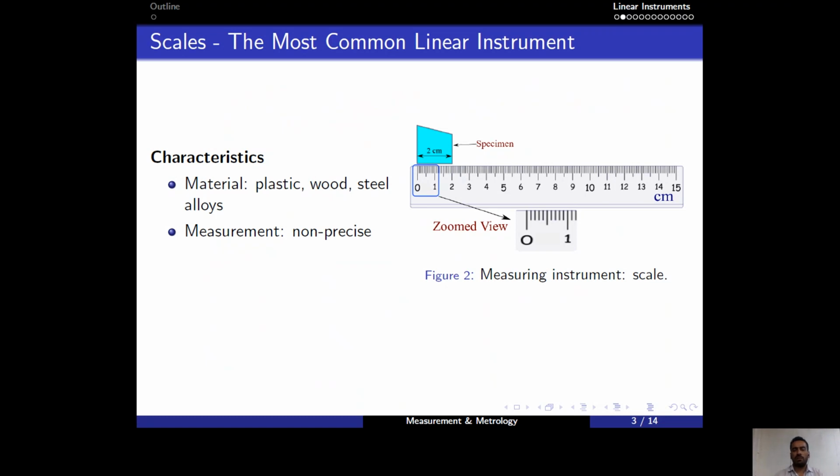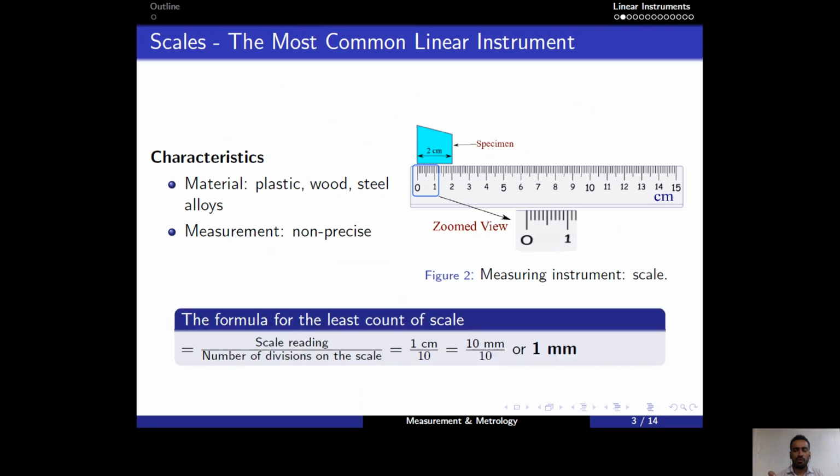Least count means the minimum I can measure using a particular instrument. This is how we can calculate it. It is equal to the scale reading divided by the number of divisions on the scale. The scale here is 1 centimeter, and we divide that by the number of divisions within the scale. Here in between 0 and 1, how many divisions do I have? Again 10. So if I divide 10 mm by 10, the answer is 1 mm. That means the minimum I can measure using this scale is equal to 1 mm.